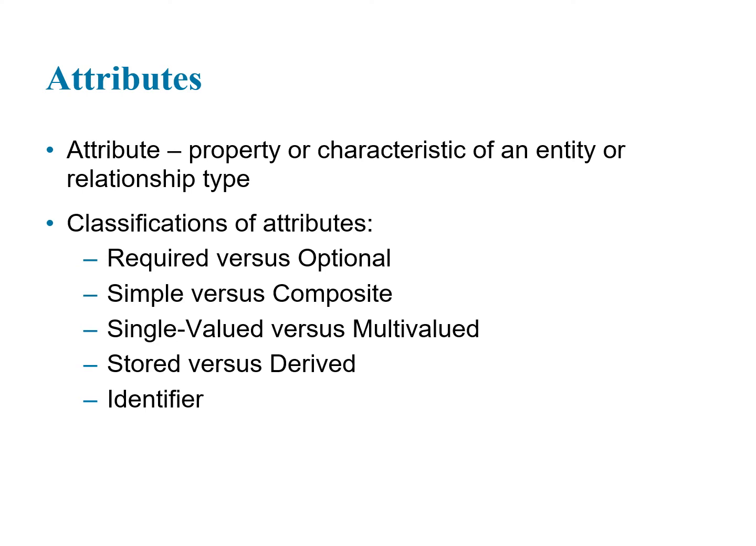In the entity relationship diagram, we represent an attribute by placing its name in the entity it describes. Attribute: property or characteristic of an entity or relationship type. Classification of attributes: required versus optional, simple versus composite, single-value versus multi-value, stored versus derived, identifier.